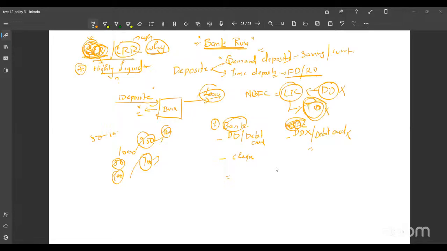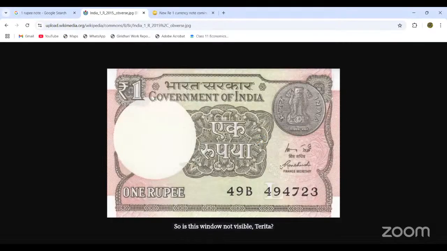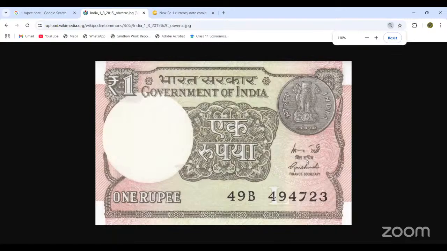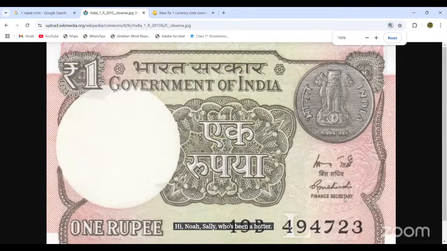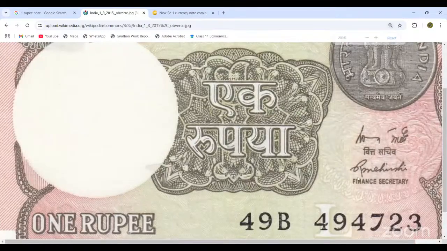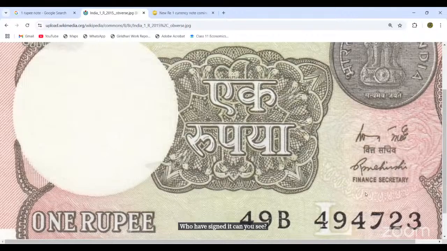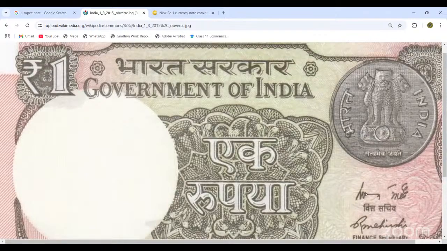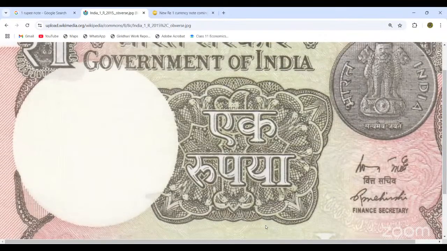So is this 1 rupee note visible? Can you see it? Teach both of you about sharing, it will save money too. Who has signed it? Can you see? Yes, sir. So why?